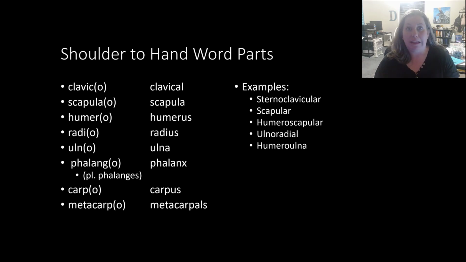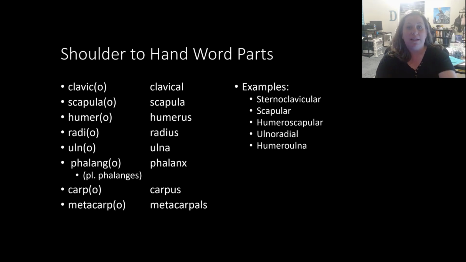So we can combine these words together to give us a location or a connection. Sternoclavicular is talking about the area where the sternum and the clavicle come together, like right here. We also have scapular, which means pertaining to the scapula. Humeroscapular is where the humerus and the scapula, or the shoulder blade, come together up here. Ulnar radial is where the ulna and the radius come together, and that can happen either here on the distal end or the proximal end.